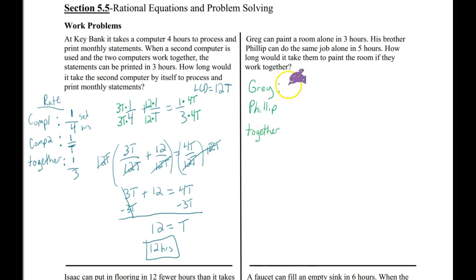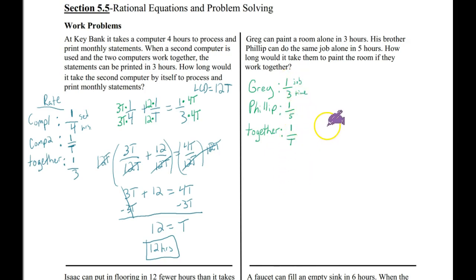Greg can paint one room alone in 3 hours. And Philip, it takes him 5 hours, so again, the same job in 5 hours. We want to know how long it will take them together. So they will do one job in, we don't know how much time. Again, it's the job over the time. One job in 3 hours, one job in 5, one job in we don't know how long.